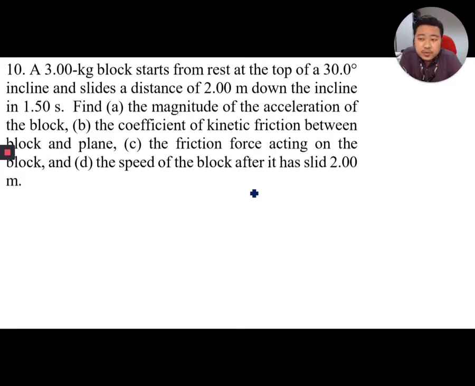In this video, we will discuss tutorial question number 10 under topic 3, laws of motion. Question number 10: a 3 kilogram block starts from rest at the top of a 30 degrees incline and slides a distance of 2 meters down the incline in 1.5 seconds. Find A, the magnitude of the acceleration of the block, B, the coefficient of kinetic friction between the block and the plane, C, the friction force acting on the block, and D, the speed of the block after it has slid 2 meters.